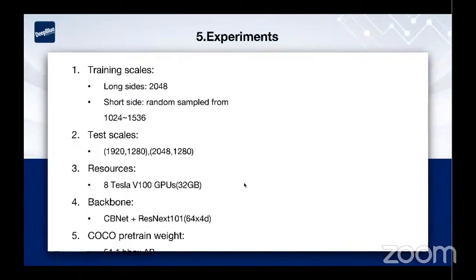Here are some experimental configurations. We use multi-scale training and test with two scales. And we also use data augmentation. Our backbone is CBNet, and we also use COCO pre-trained weights.